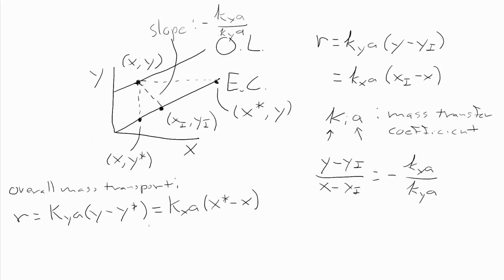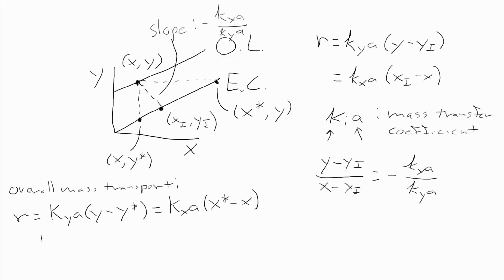Okay, so this overall mass transport rate basically takes into account the driving force pushing the system towards equilibrium, whereas this mass transfer rate with the lowercase k's takes into account the driving force generated by the concentration gradient between bulk and interface. Now what we can do is solve this equation for y, and solve it for x, and we'll plug the y into this y and the x into this x. And if we rearrange the equations, we get the following.